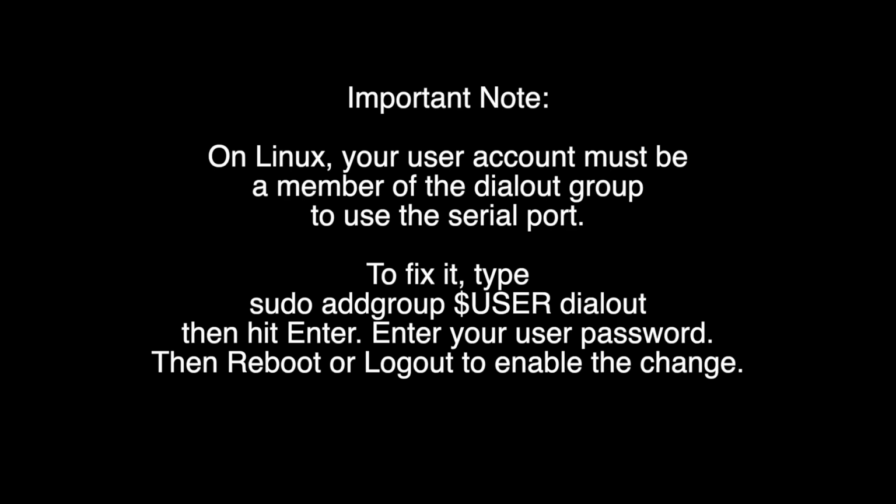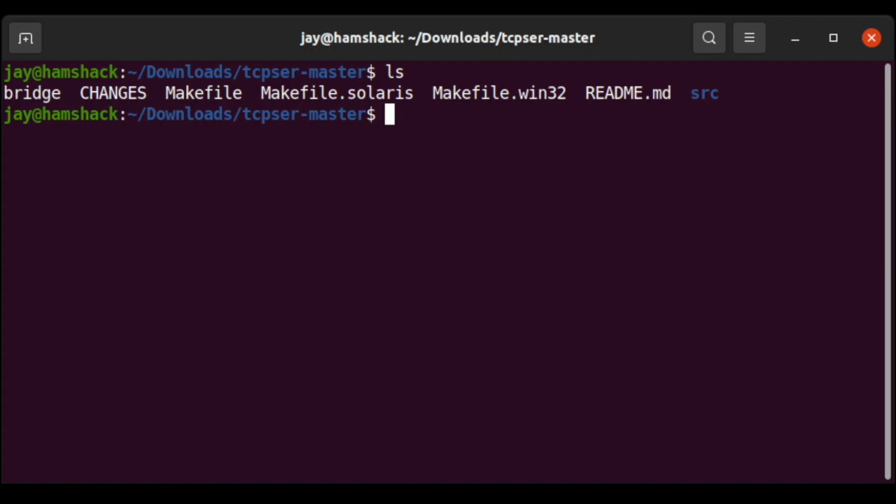Before running TCPSER, you should ensure that the user account you're using is a member of the dial-out group. Type sudo addgroup, your username, dialout in order to enable your account for access to the serial port. After you reboot or log out, return to a terminal or shell prompt in the folder where you compiled TCPSER.